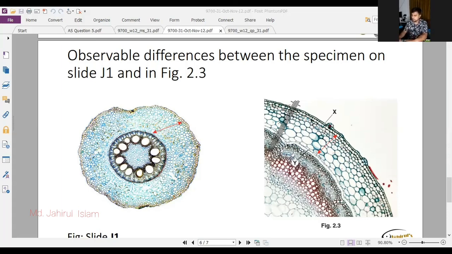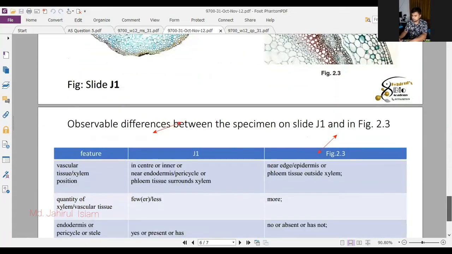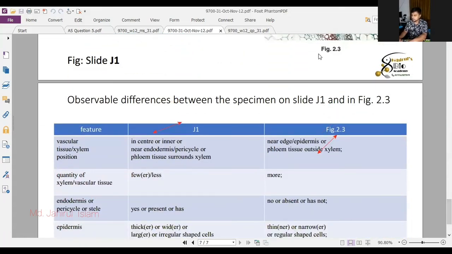Then I'm going to talk about the differences. Okay, so these are the differences I solved before. At first you will prepare the table like that. You will write down the feature first, and then you will write down Z1 and figure 2.3. Okay, after that, if you talk about vascular tissue or xylem position, you can write down in Z1 that it is in the center or inner, or near to the epidermis.